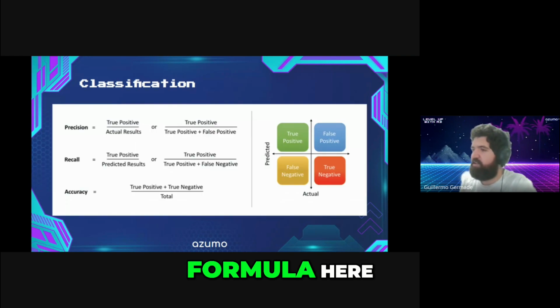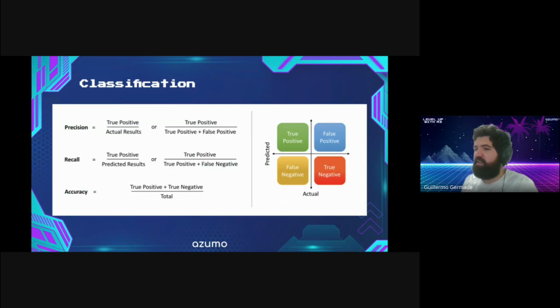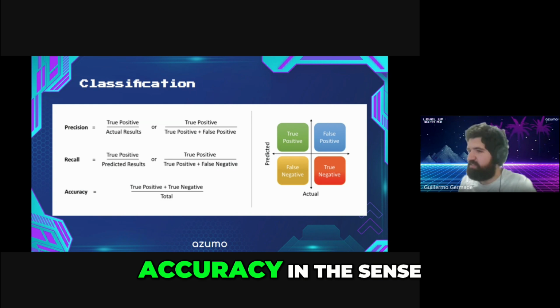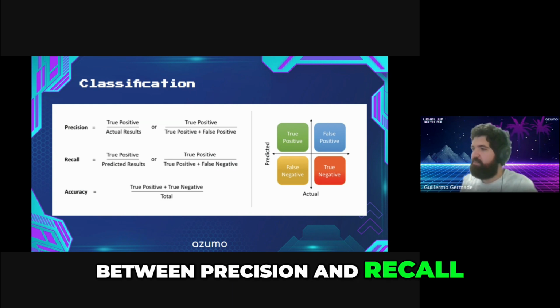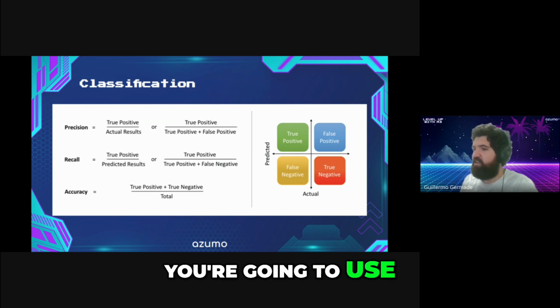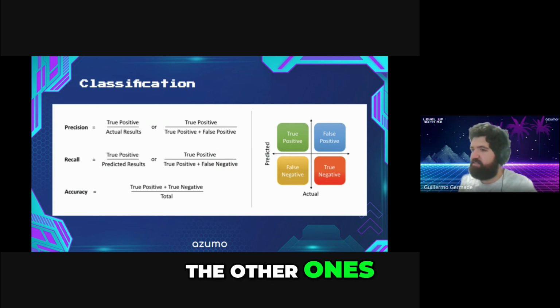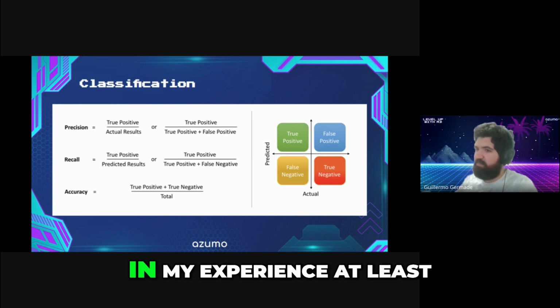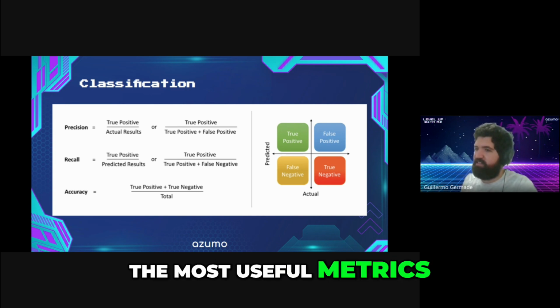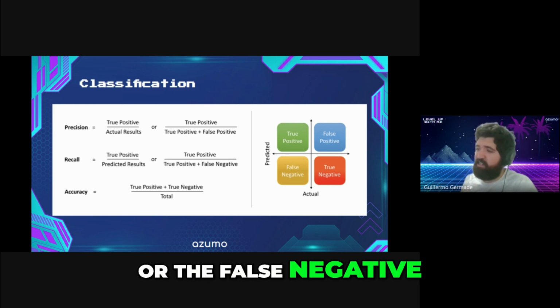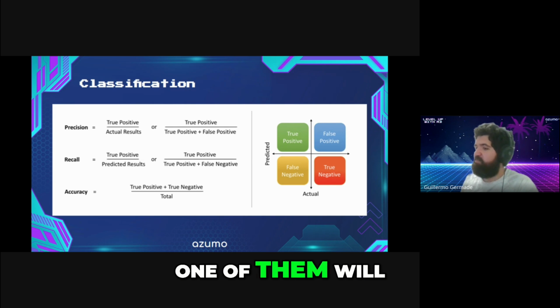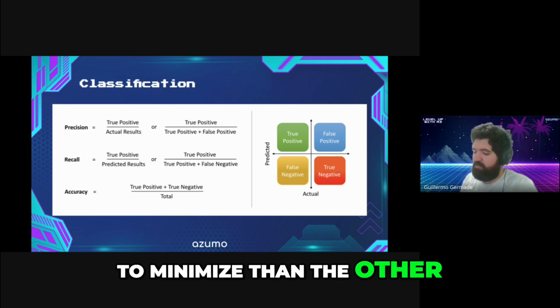I didn't include the formula here, but it's very similar to accuracy in the sense that it's a balance between precision and recall. But again, you're going to use F1 score together with the other ones to gauge whether you care or not about it being useful for both true negatives and false positives. In my experience, at least, the most useful metrics are precision and recall, because usually the false positive or the false negative will be much more important to minimize than the other.